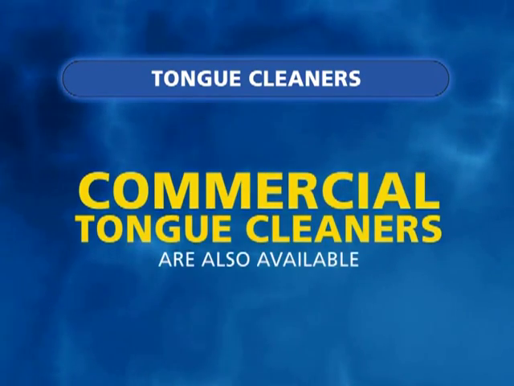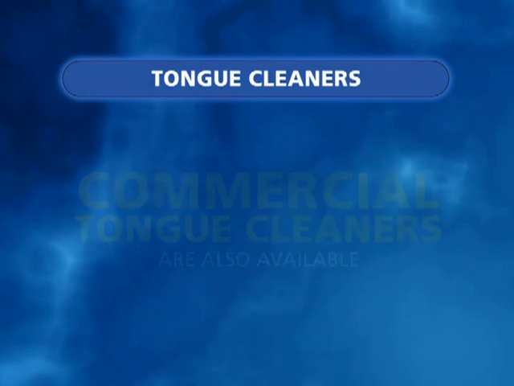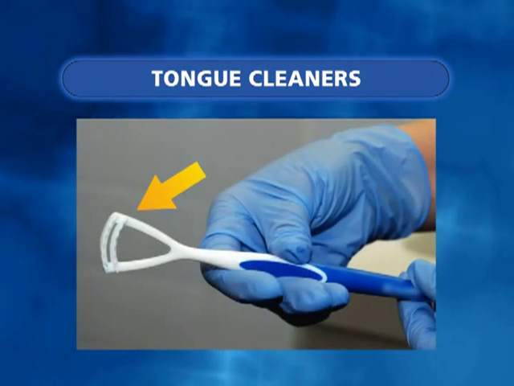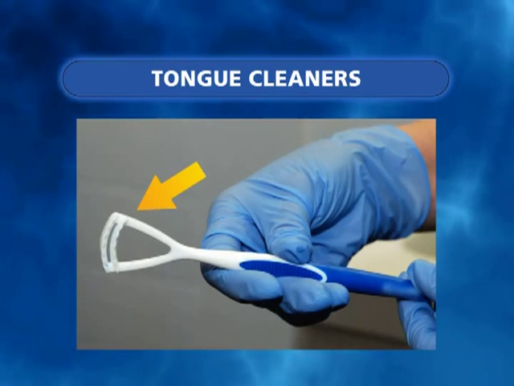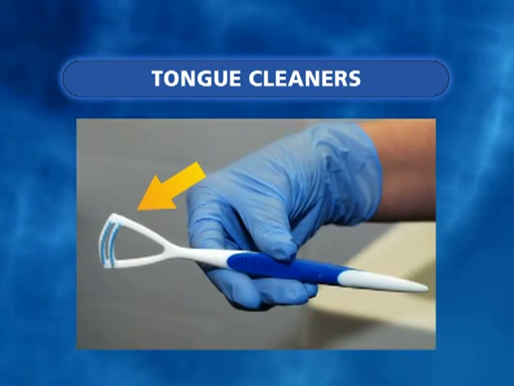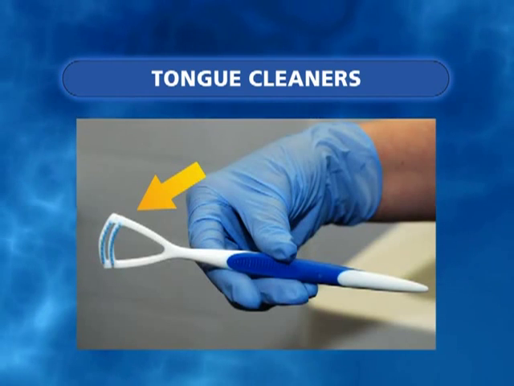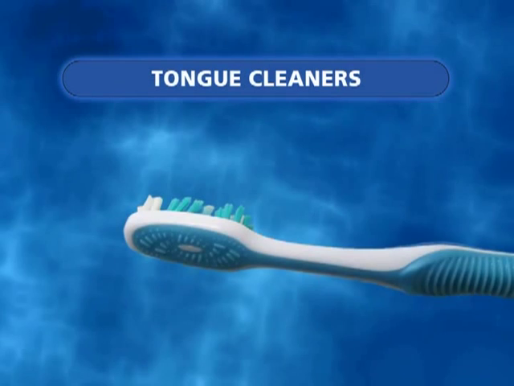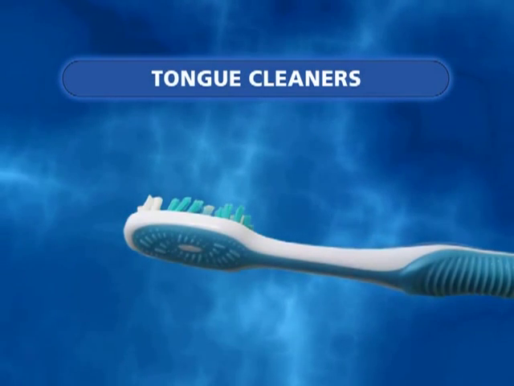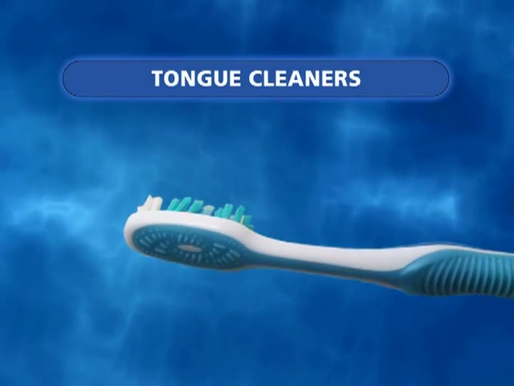Commercial tongue cleaners are also available. Depending on the cleaner, there is often a plastic edge used to scrape buildup and debris off the tongue. Sometimes there is also an edge with bristles to brush the inside of the cheeks and the top of the tongue. Some toothbrushes now have tongue cleaners on the opposite side of the toothbrush head.